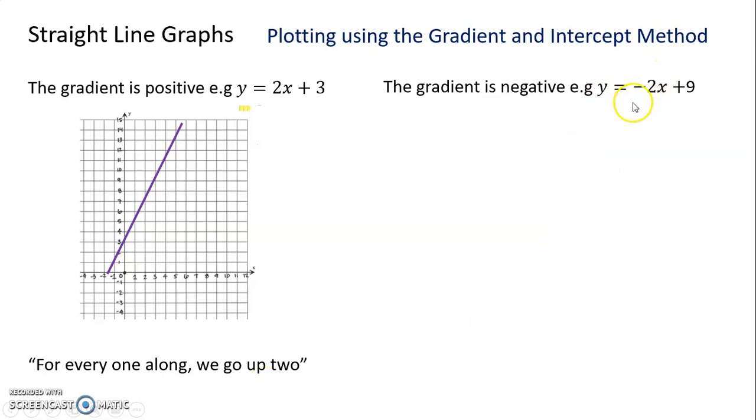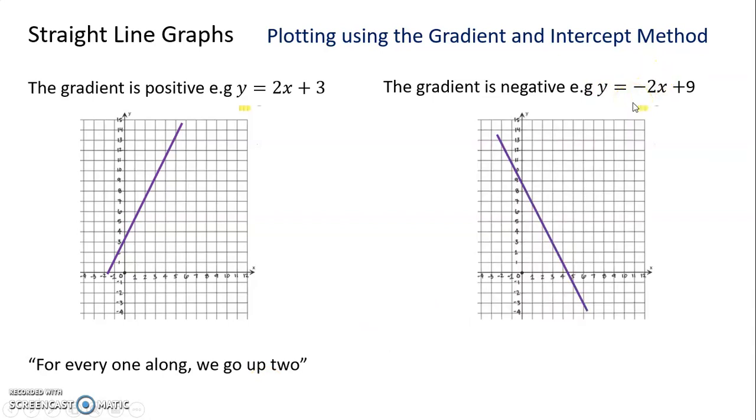What does that mean? Well, that means that we're going to slope downwards. And it means that for every one along, we go down 2 in this case. So you know that if you've got a negative number in front of your x, a negative coefficient, you're expecting the line to slope in the opposite direction.